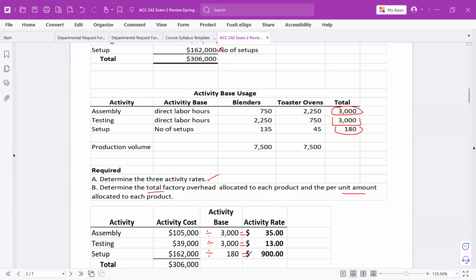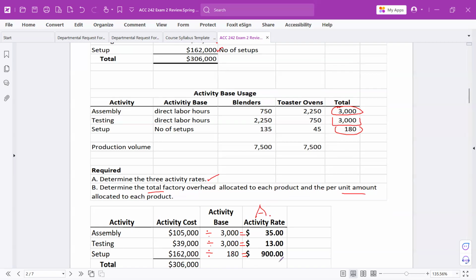So in part A, we find the rates, and these are all of the rates that we would use for the three activities. The next thing we need to do is find the total overhead that should be allocated to each product. The way we assign the overhead is by taking the rate times the activity.